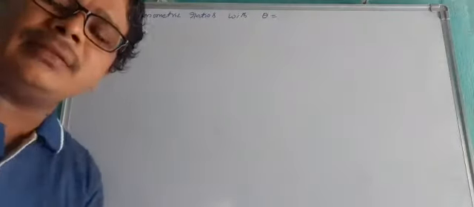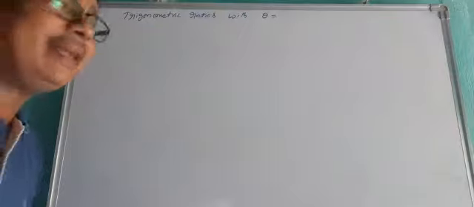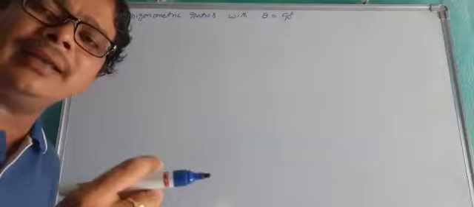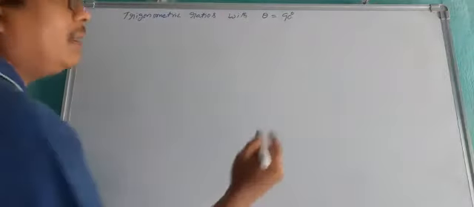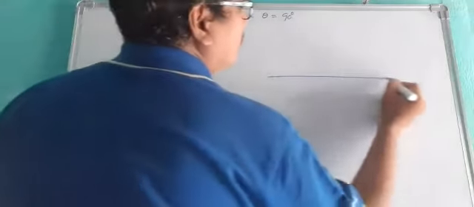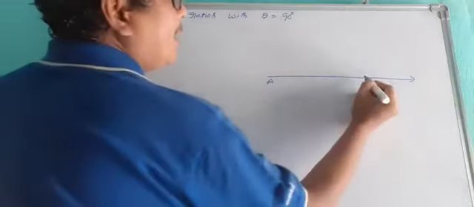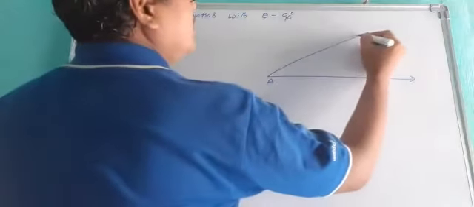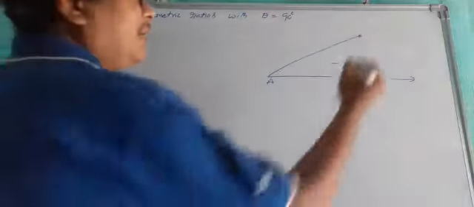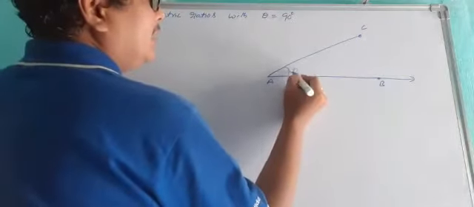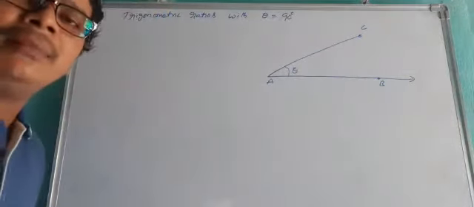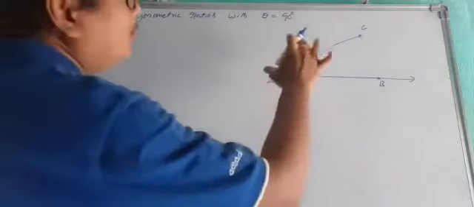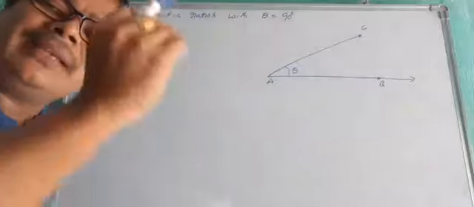The next one is all trigonometric ratios with theta equal to 90 degrees. Okay, theta exactly 90 degrees. As usual, you take one ray, like AB is the ray, and make an angle with a line segment AC with angle theta. Here theta is an acute angle, but what you want is theta becomes 90. That means you want the angle to become a right angle.